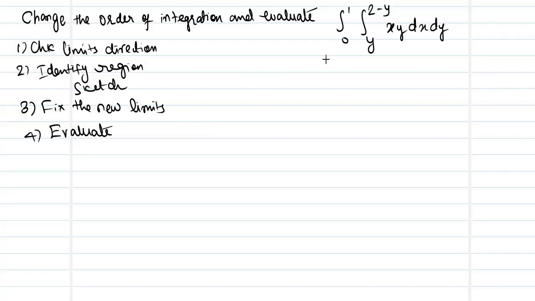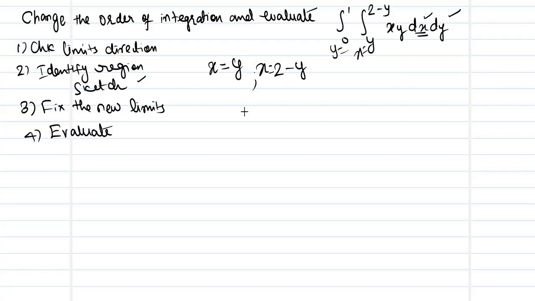new limit. Now to go for our first step, we check the limits direction. Now you have the limit to be y and 2 minus y. y cannot be the limit of itself, so you know that this has to be the limit of the variable x. So you have x to vary between y to 2 minus y, in which case dx will be integrated first and then followed by it, y, the constant limit from 0 to 1, will be integrated next. So as such, the given problem is in the right order and doesn't require any change.